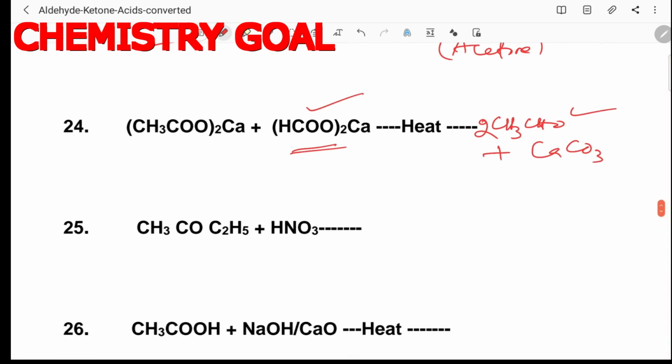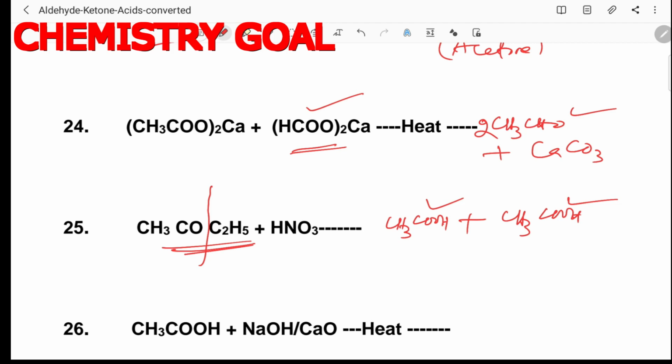Then next, when a ketone undergoes oxidation by a strong oxidizing agent like nitric acid, it breaks. Breaking always takes place at the smaller keto group, that is CH3CO. CH3CO becomes acetic acid, and the remaining C2H5 also becomes acetic acid. So two molecules of acetic acid are produced, because C2H5 contains 2 carbons and CH3CO contains 2 carbons, so each produces acetic acid.